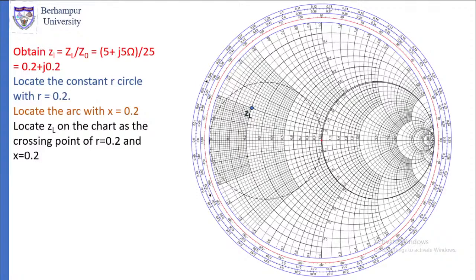How will you do that? Look at the horizontal line. On the horizontal line, find where the point 0.2 is. The circle passing through that point is the R equal to 0.2 circle. So locate that circle and put a mark on it.